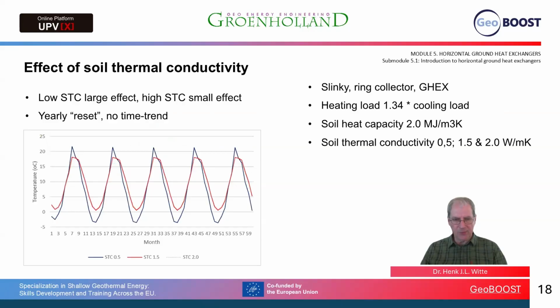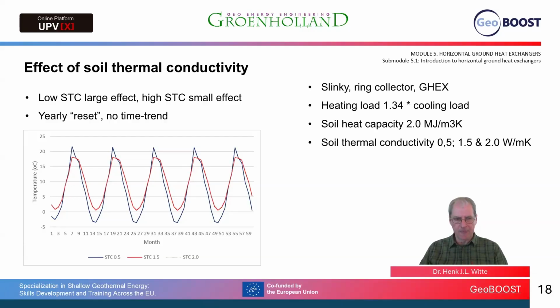So what is the effect of these values on the actual design? We've taken here as an example a design calculation for a ring collector, slinky type ground heat exchanger with a heating load and a cooling load that is 1.3 times smaller, so we extract more heat from the ground than we put back into the ground. The reference value for soil heat capacity is 2 megajoules per cubic meter Kelvin. And then we did a calculation for different soil thermal conductivities: 0.5 for dry soil, 1.5 for moist, and 2 for wet soil conditions.